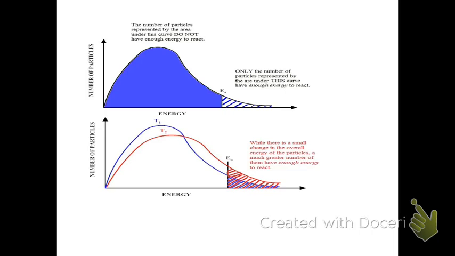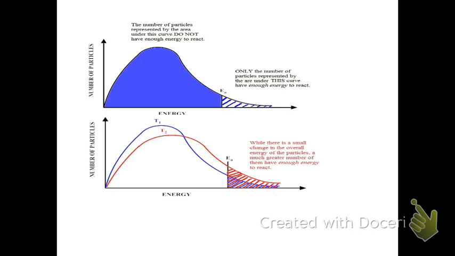This graph here is called a Maxwell-Boltzmann distribution. I promise you, not promise, but I'm pretty sure you'll see something like this on the AP exam. What it shows is that only the particles in the shaded or striped area are the ones that had enough energy to react. If you look at it, the vast majority of the particles do not react.